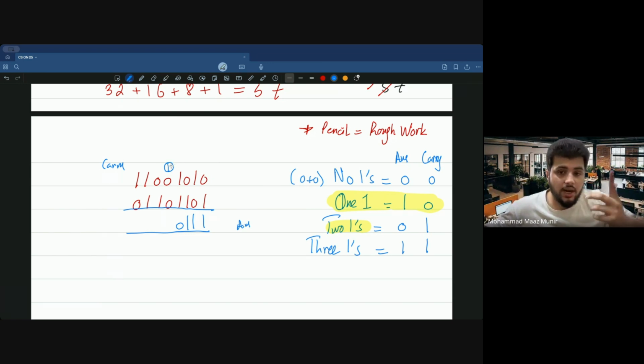We have just one, right? 1. So the answer will be a 1 with no carry at all. Then 1 plus 0, again single one, just 1. Then 1 plus 1, we have 2 ones, right? So the answer will be a 0 with 1 carry.